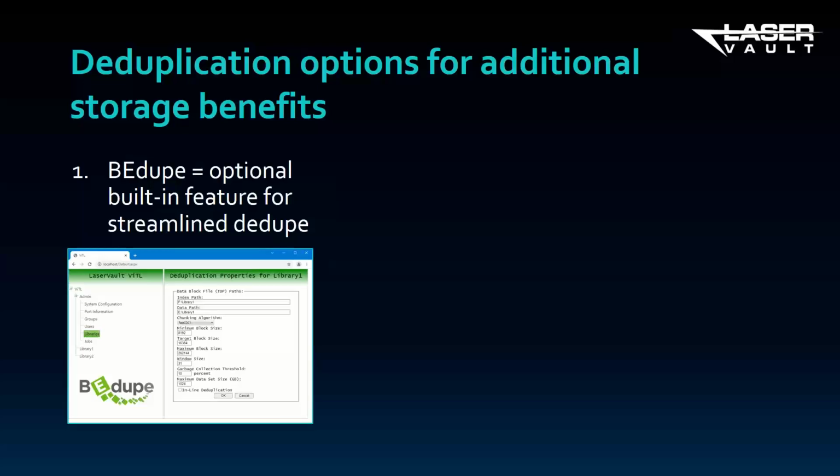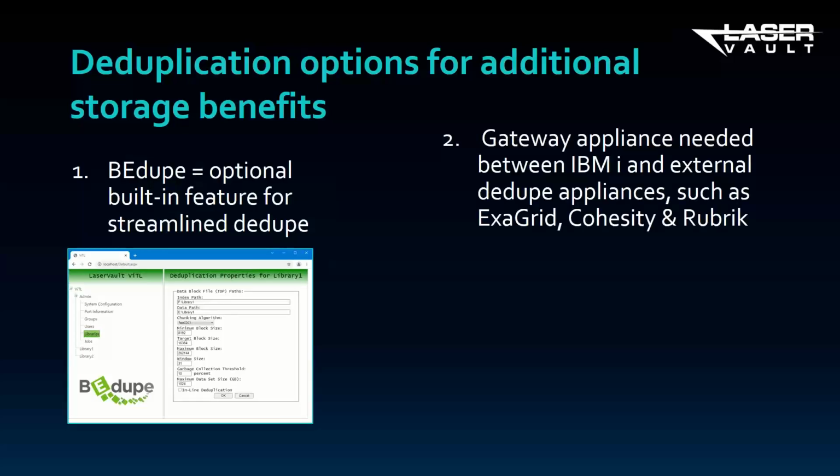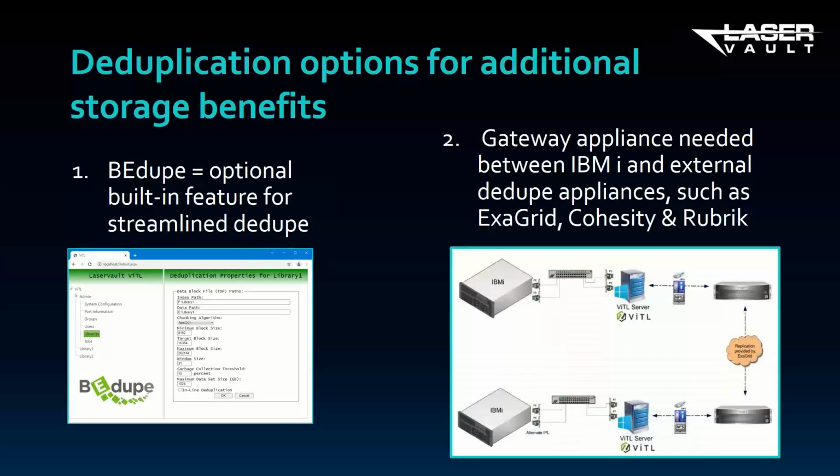Deduplication options for additional storage benefits. One of the add-on solutions for our software product, LaserVault ViTL, is a solution called bdup. This is a built-in streamlined deduplication where you can reduce the amount of data your backups take on disk by 10, 20, 30, even 40 times. Data reduction of your backups is, number one, for saving on disk space. Number two, for replication, where you're replicating a lot less data, so the bandwidth requirements are a lot less, and so is the time it takes to perform replication.